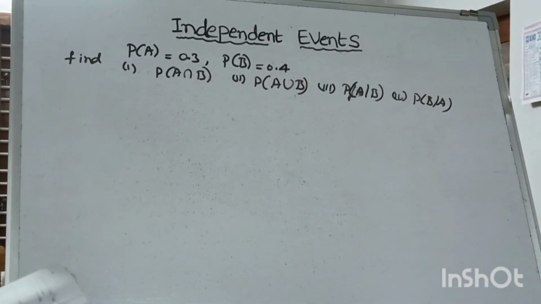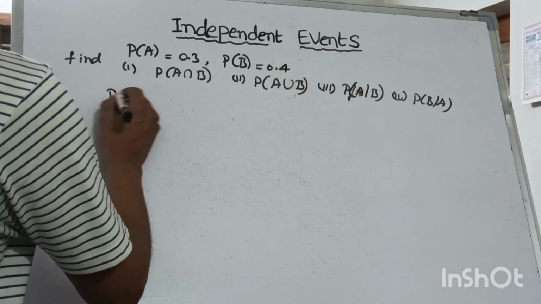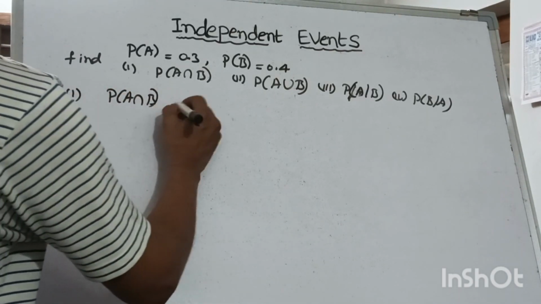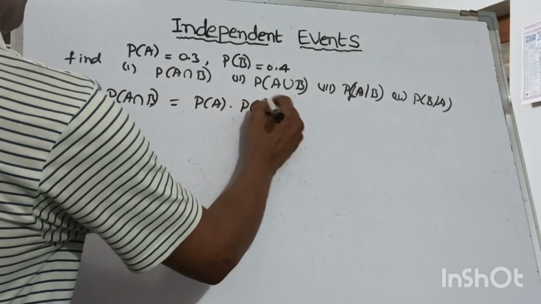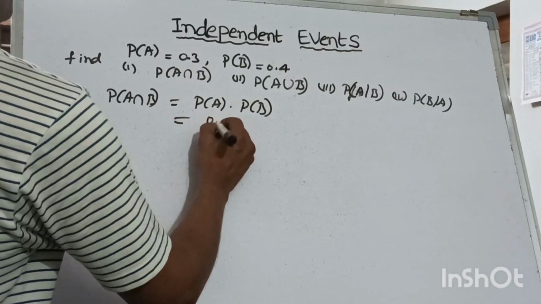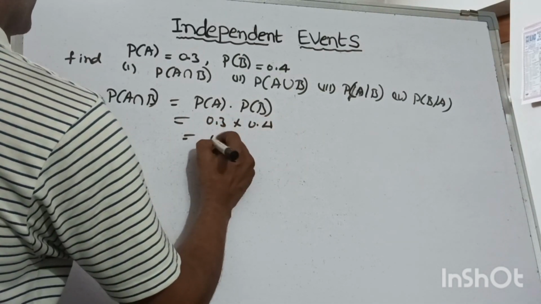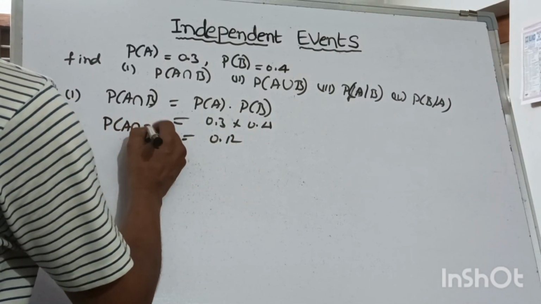Here, given that A and B are independent events, therefore, from the definition of independent events, probability of A intersection B, the first one, is equal to probability of A into probability of B. So probability of A 0.3 into probability of B 0.4, the product is 0.12. This is probability of A intersection B.